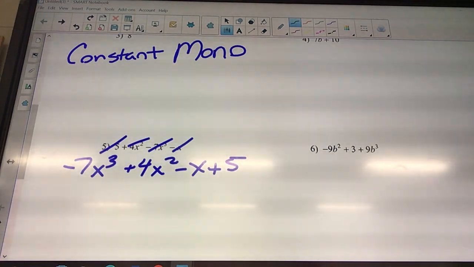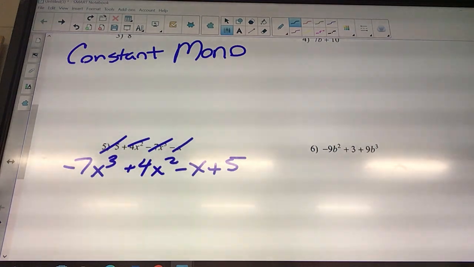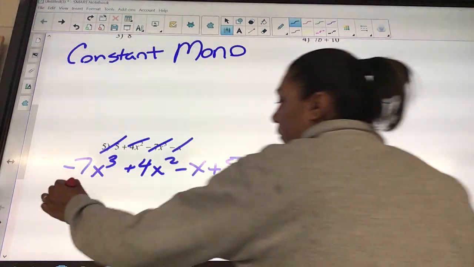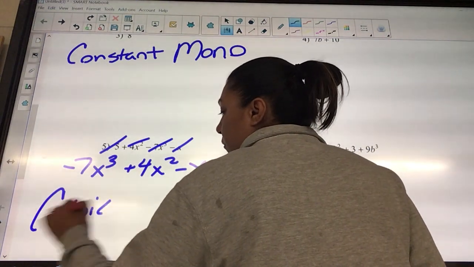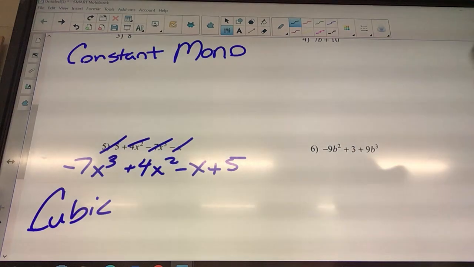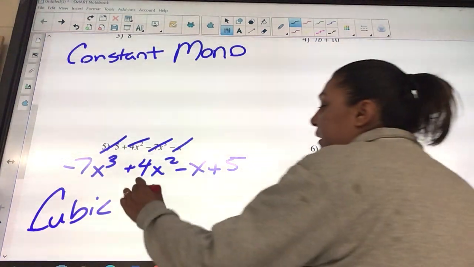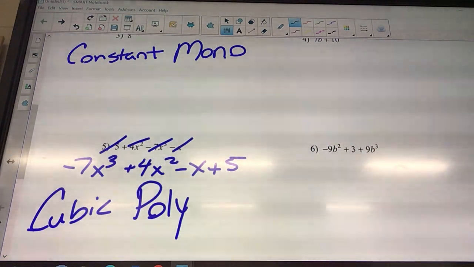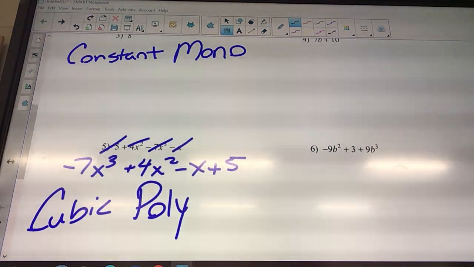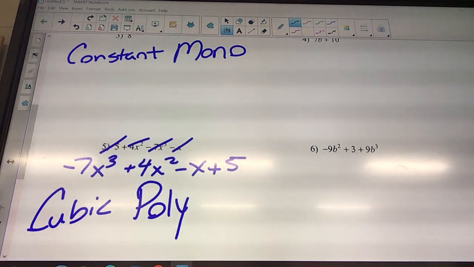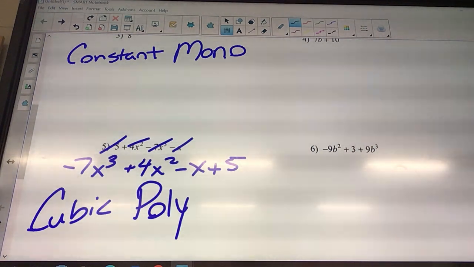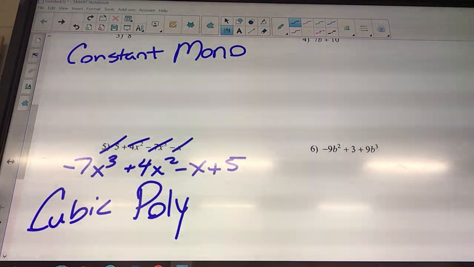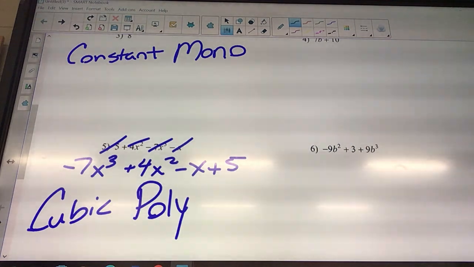Okay, what is our degree? What is the highest exponent up there? 3, which is what? Cubic. Then what? It's going to be a polynomial. So why does that say 4 plus for poly? Yeah, so if it has 100 pieces, it's a polynomial. Okay, if it has 4 pieces, 5 pieces, 6 pieces, anything 4 and above, it's going to be considered a polynomial.